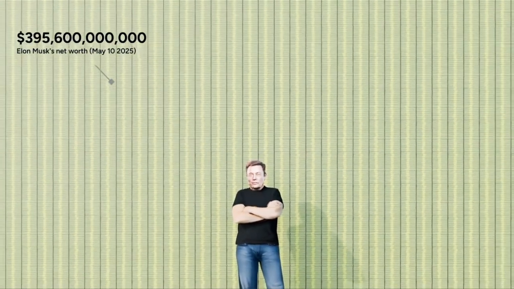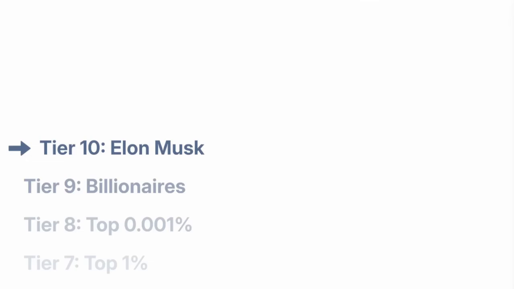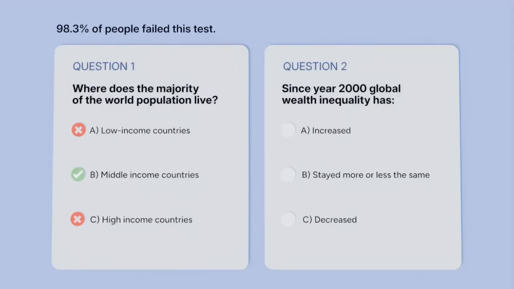As of the making of this video, Elon Musk is the wealthiest person in the world with a net worth of almost $400 billion. Between 2020 and 2024, Elon Musk's wealth grew at an average rate of $1,300 per second. If Elon Musk saw a $100 bill on the floor, it would literally not be worth his time to pick it up. So now that we've reached the top, let's revisit question 2.